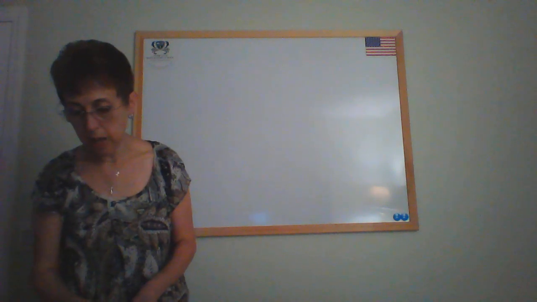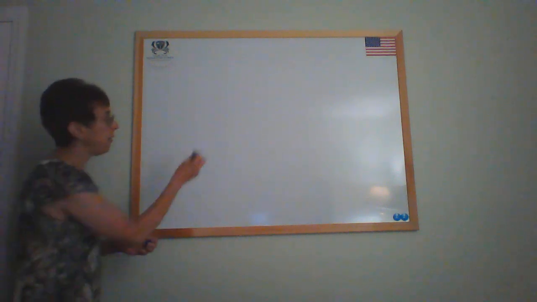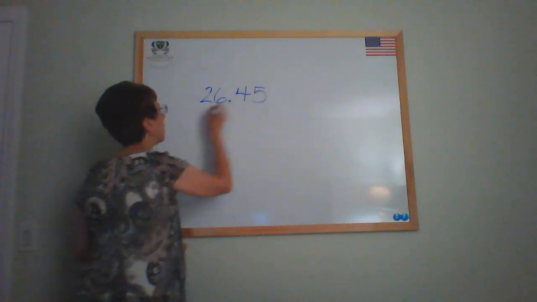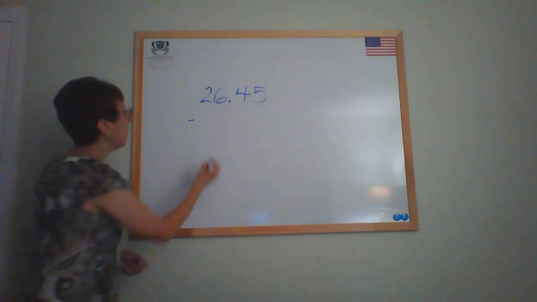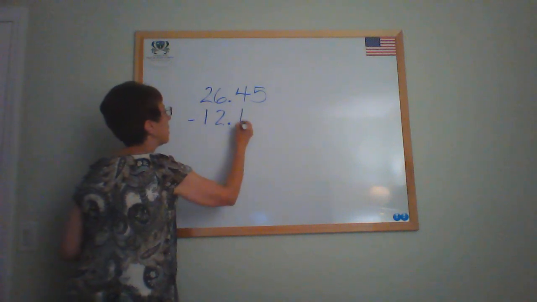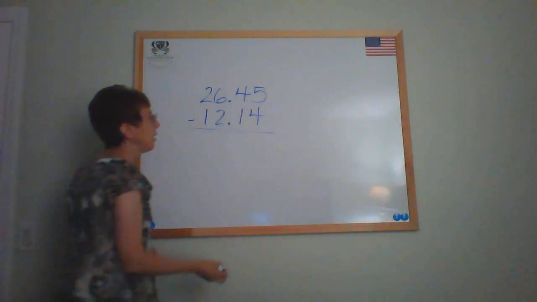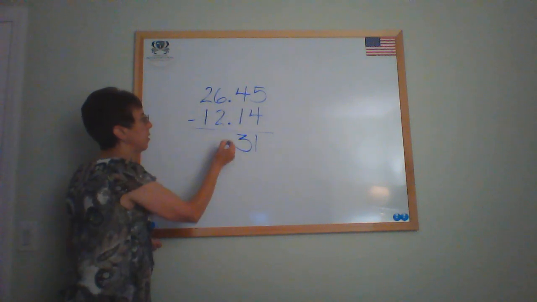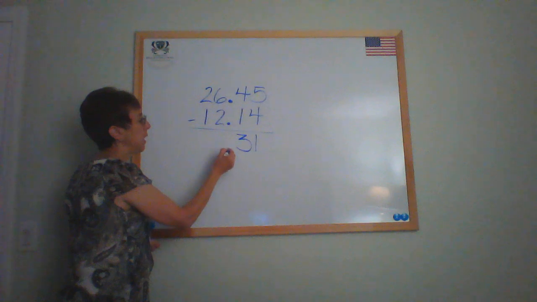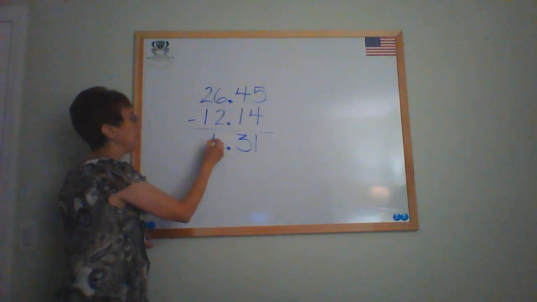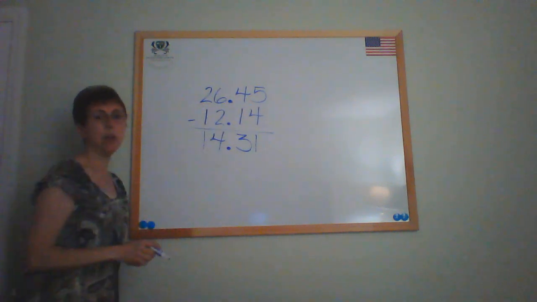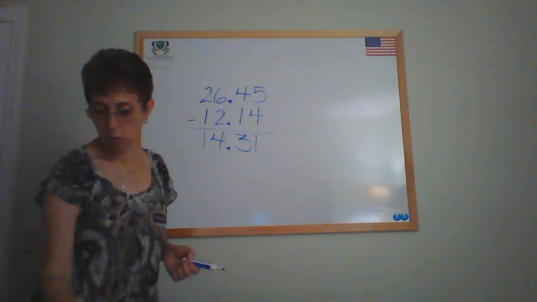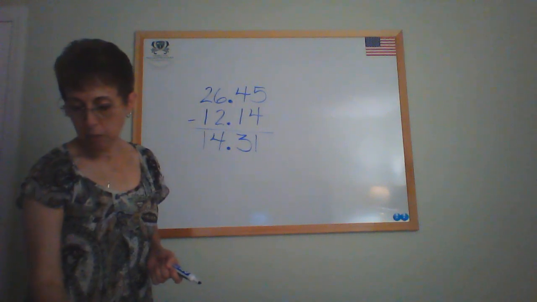Okay, the first one, A, it's 26 and 45 hundredths minus 12 and 14 hundredths. Okay. And then you subtract. 5 minus 4 is 1, 4 minus 1 is 3. Again, keeping those decimal points lined up, bring down your decimal point. 6 minus 2 is 4, and 2 minus 1 is 1. 14 and 31 hundredths.